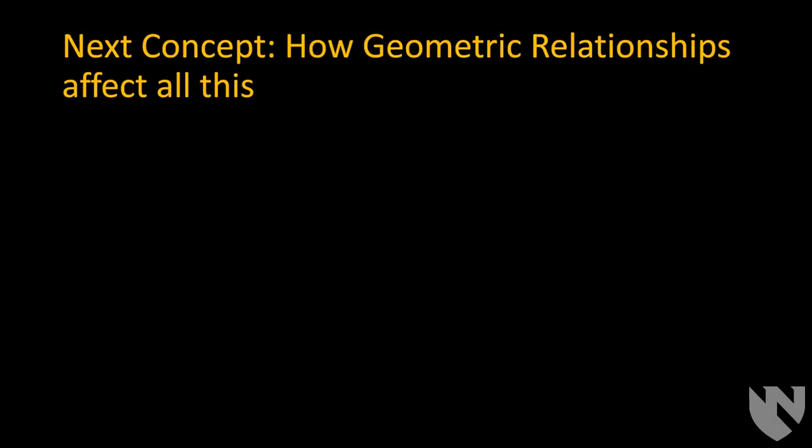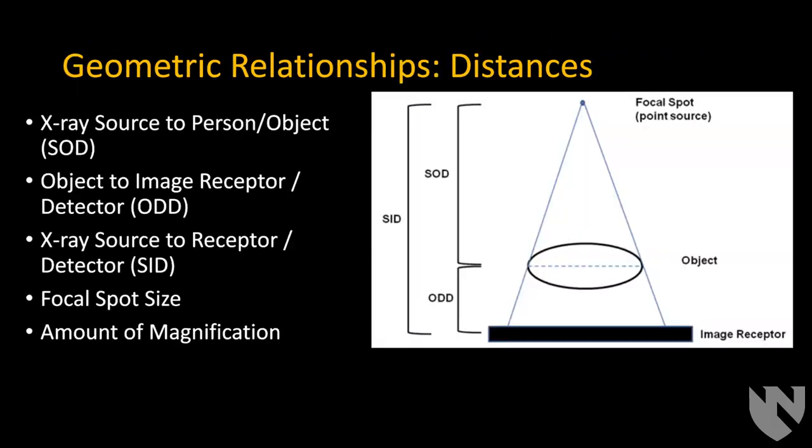So the next concept would be, how do geometric relationships affect all of these characteristics of film? Geometric relationships, so distances, can affect the images. The X-ray source to object distance, the object to image receptor distance, and the source to receptor distance are the typical things that are described. So you have the source to object distance, object to detector distance, and source to image receptor distance. Other things that can affect your images would be the size of the focal spot of the X-ray source, and those things can affect the amount of magnification you get.